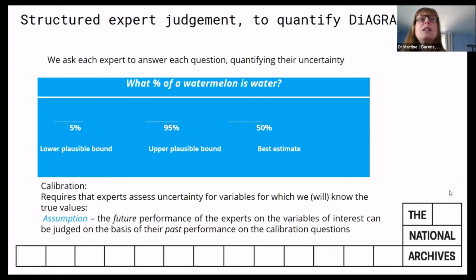But if the first thing we ask for is how low could this quantity be, then that gives us a different thing to think about. And then how high could it be? Very often people don't put the 50% in the middle, because that doesn't reflect their true belief. So we've got to aggregate all these estimates together.